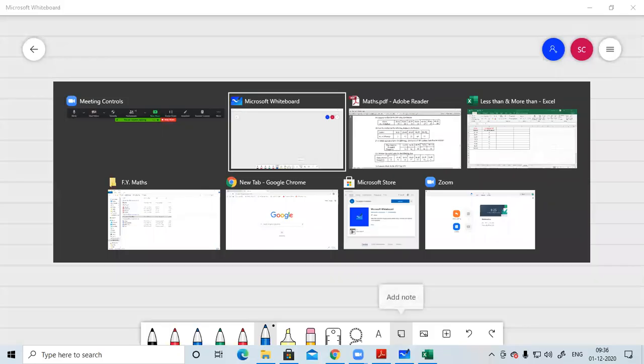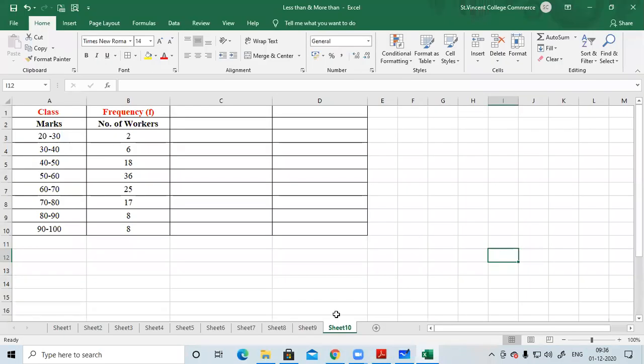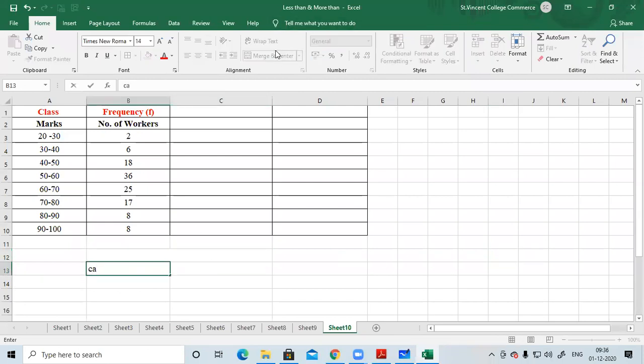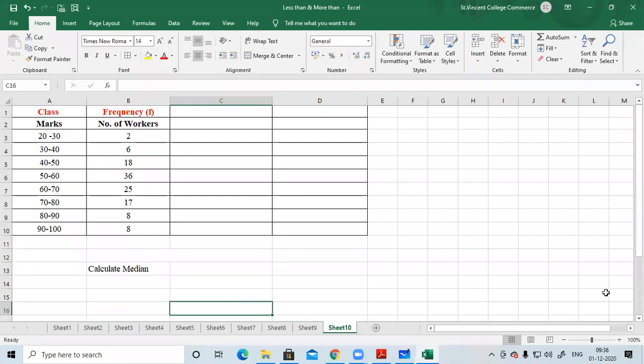So I'm presenting the sum to you right now. See this sum which is given to you right now. And we are going to calculate the median. Calculate median. Yes, sir. So the question is there for you.